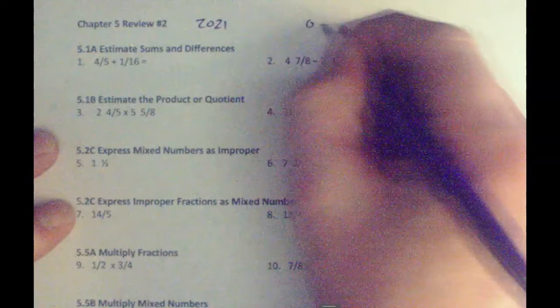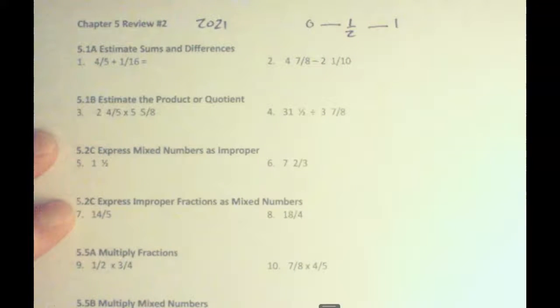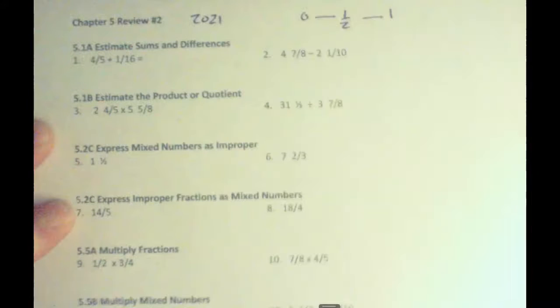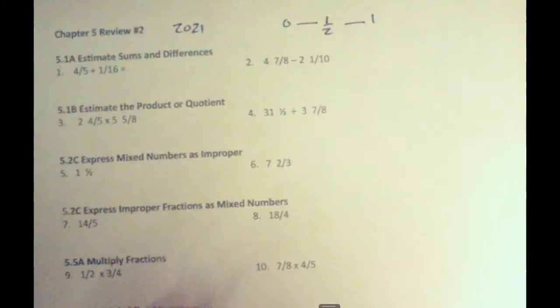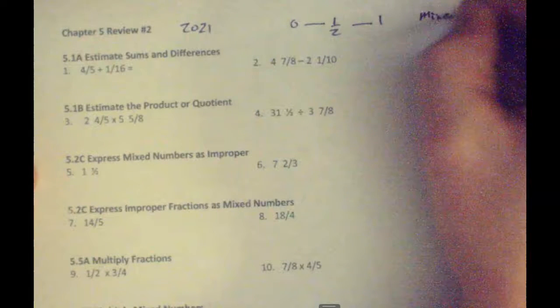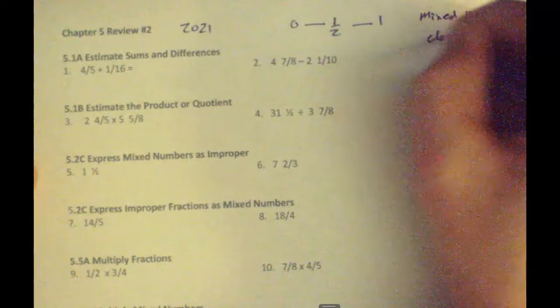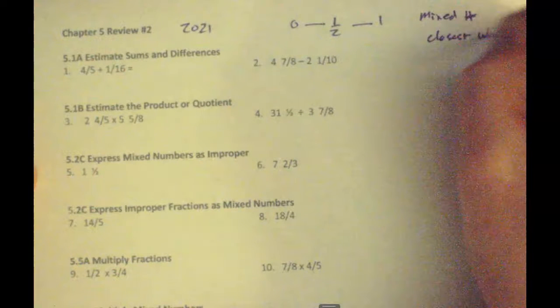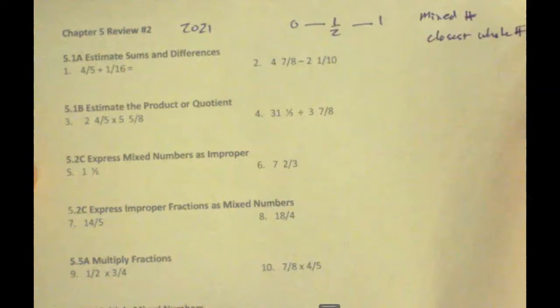Remember, when we're estimating, we're either thinking about it as a zero, as a half, or as a whole, whichever it's close to. And for mixed numbers, we're just going to go to the closest whole number.